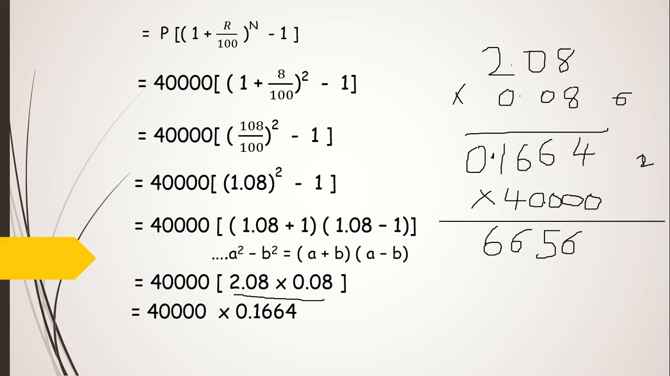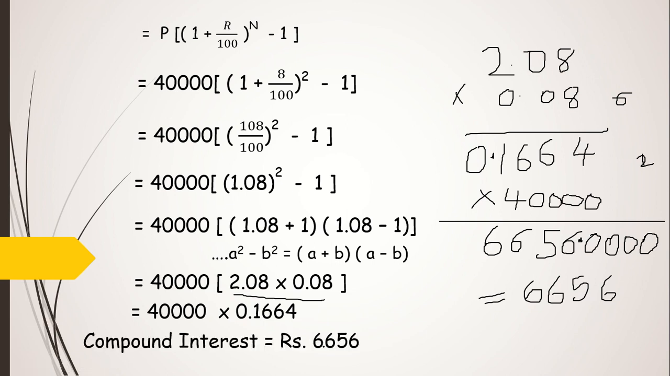Now you will see here, there are 4 zeros here. So I should be giving 4 zeros on this, 1, 2, 3 and 4. And also the decimal point is there after 4 places, 1, 2, 3, 4. So I should be shifting the decimal point here, 1, 2, 3, 4. So decimal point comes here. So the answer that remains finally is 6656.